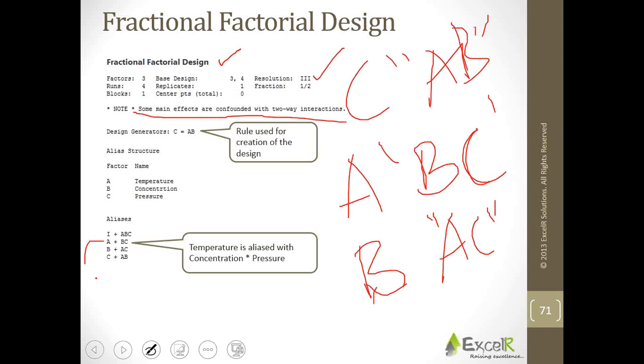If you see A plus BC, that means A is temperature here, and A is aliased with BC. B is concentration, C is pressure. So that is how we are combining. And what is the rule used to create the design? C is equal to AB. That is a design generator. Pressure is equal to temperature multiplied by concentration. You're just giving such rules.